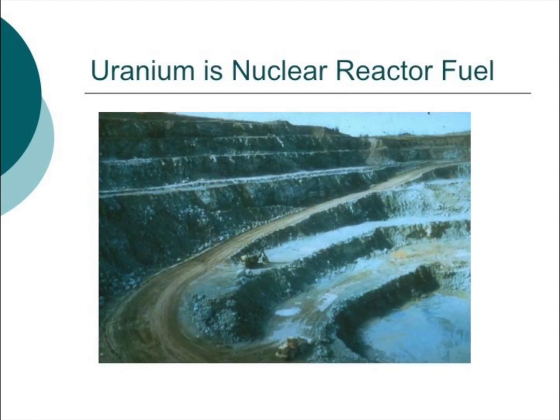Uranium is an essential fuel for nuclear reactors because it's fissile. That is, it can be fissioned. And therefore, uranium is used in these reactors. Uranium must be found, and it's produced in a mining process. So here we're looking at a uranium surface mine where uranium ore is extracted, and then uranium is extracted from the ore.